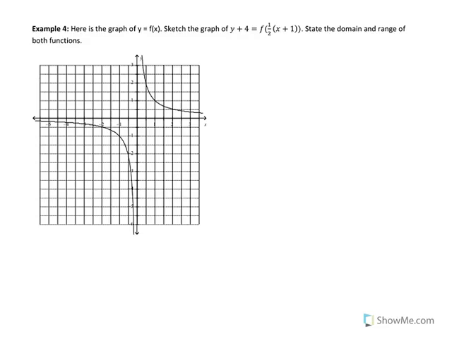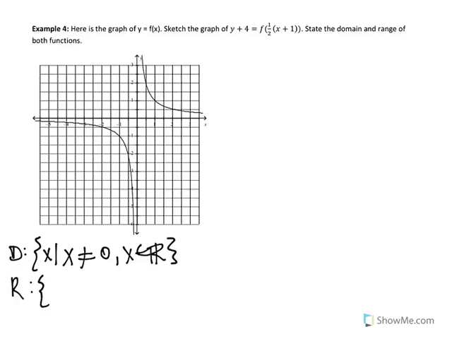Last one, this one has an asymptote, so just know that you can transform asymptotes as well. They won't be stretched, but they will be translated. So first of all, for domain, we have x cannot equal 0. That looks like where the asymptote is. And our range, it looks like y can't equal 0 either.